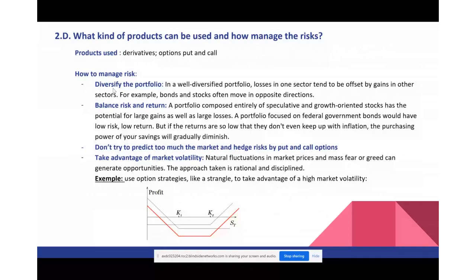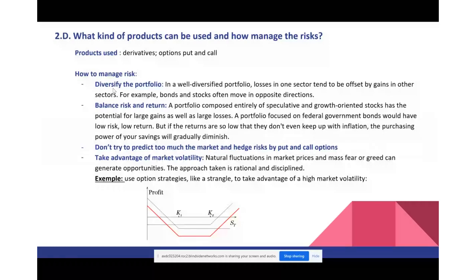To manage the risk, we can diversify the portfolio. Indeed, in a well diversified portfolio, losses in one sector tend to be offset by gains in another sector. So we need to try to diversify companies and government bonds, to diversify countries and currencies in the portfolio. We have to balance risk and return.